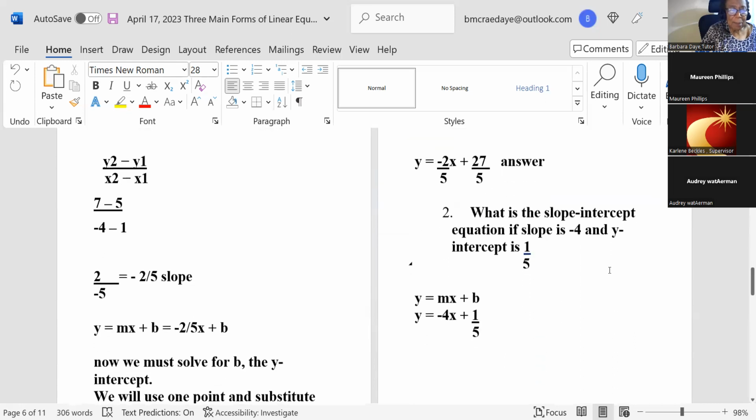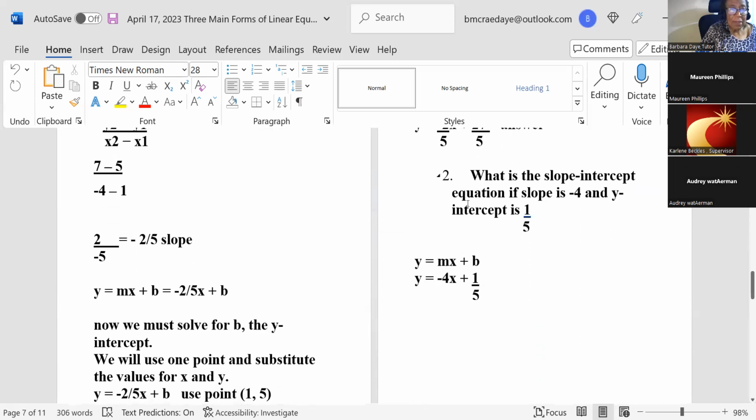Okay, let's take a simple one. You're right. The number 2 is a simple one. What is the slope-intercept equation if the slope is -4 and the y-intercept is 1/5? That is the simple one. Y equals mx plus b. M is the slope, so we put the -4, and b is the y-intercept. We just put 1/5. That's it.